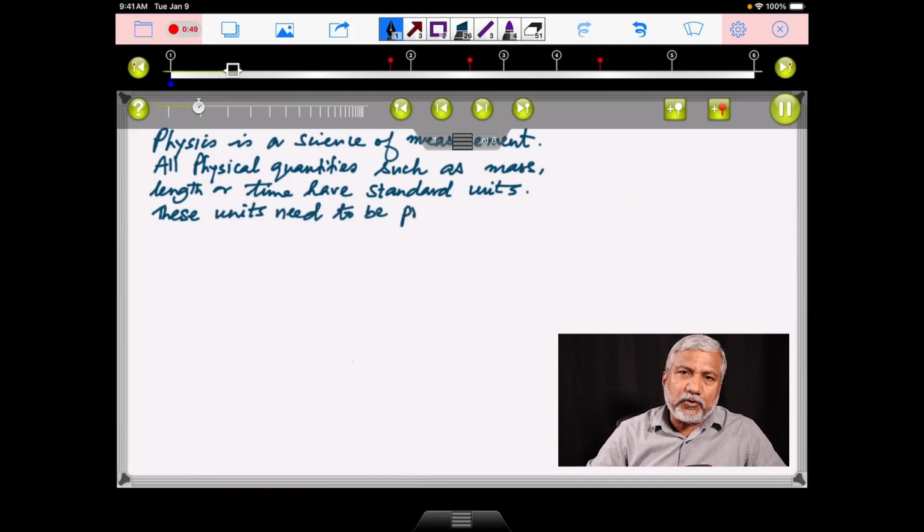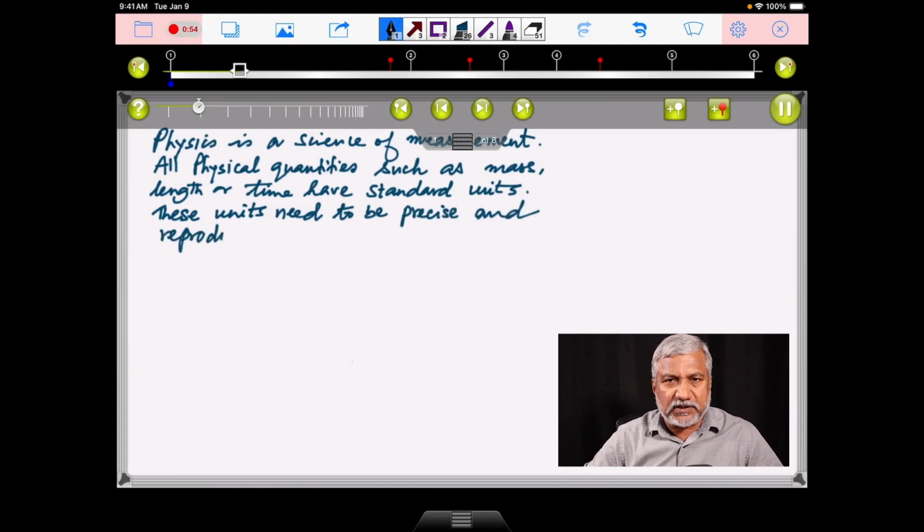Whenever you pick a unit, there are two important attributes that are required. One, they must be precise, and two, they must be reproducible. And then all equations need to be dimensionally correct. That means they need to be consistent with respect to units.